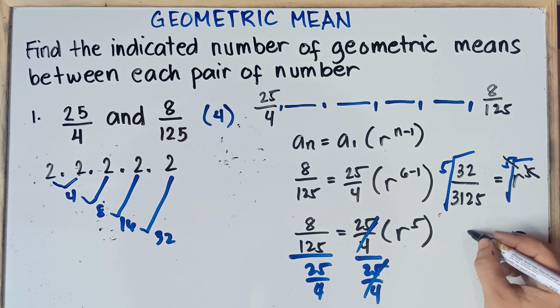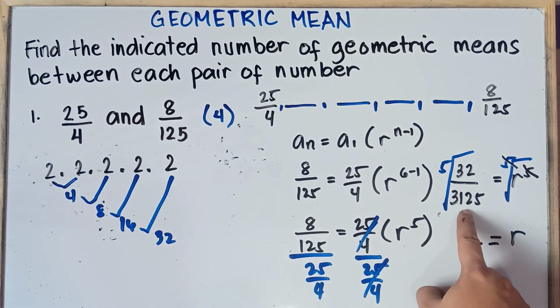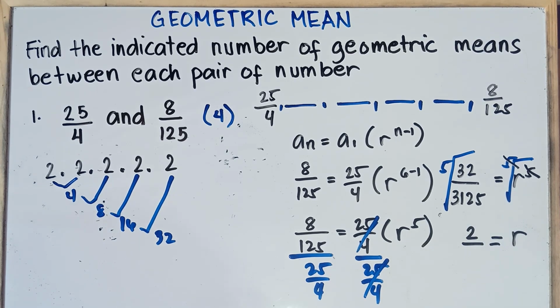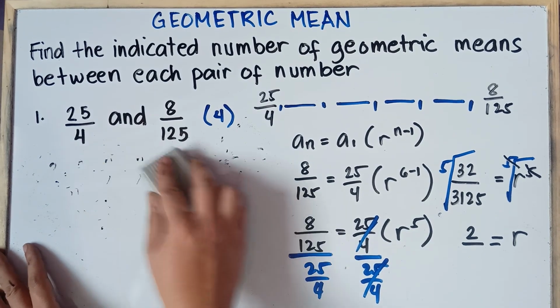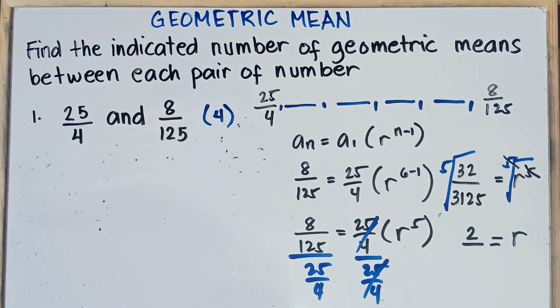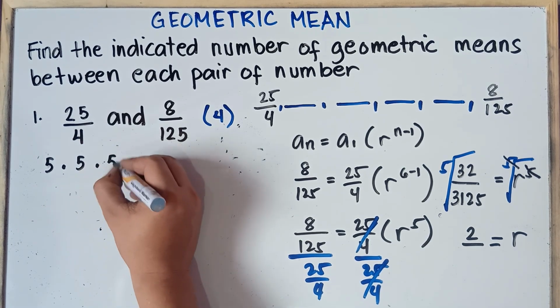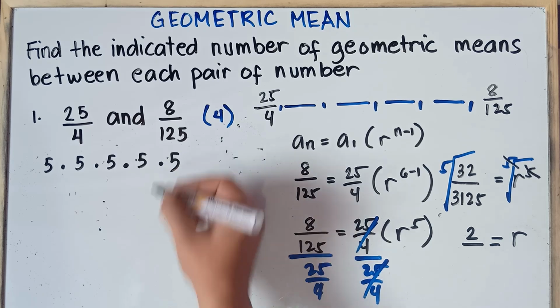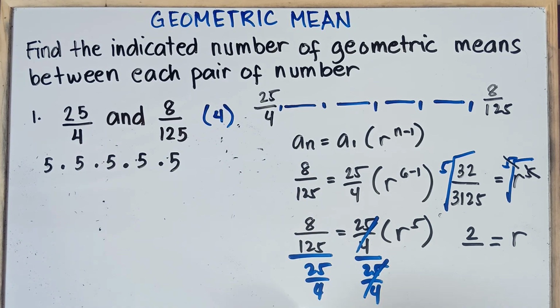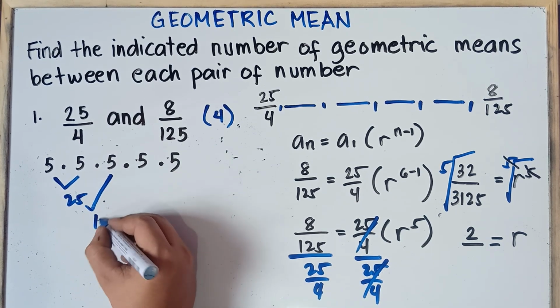Alright, so this is 2 over, now what is the fifth root of 3125? You find a number, class, that when you multiply it by itself 5 times, you will get 3125. So let's try 5, class. Let's try 5 times 5 times 5 times 5 times 5. Alright, so 5 times 5, of course, that's 25. 25 times 5, that's 125.